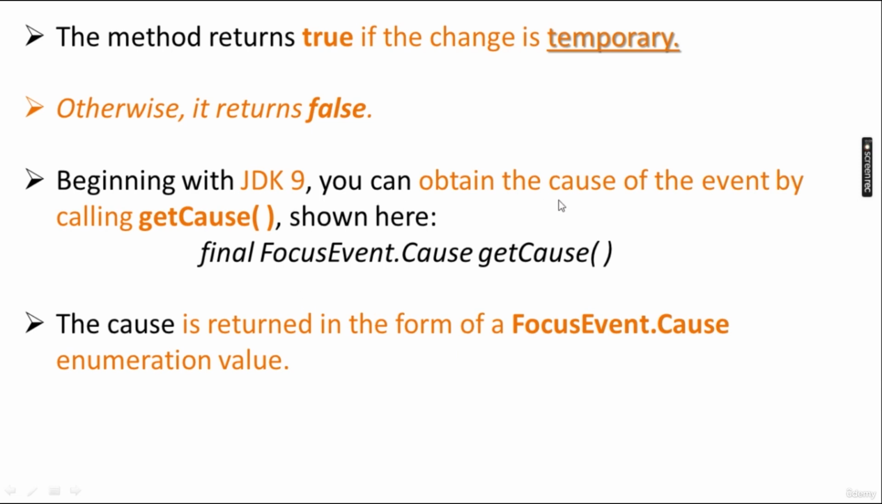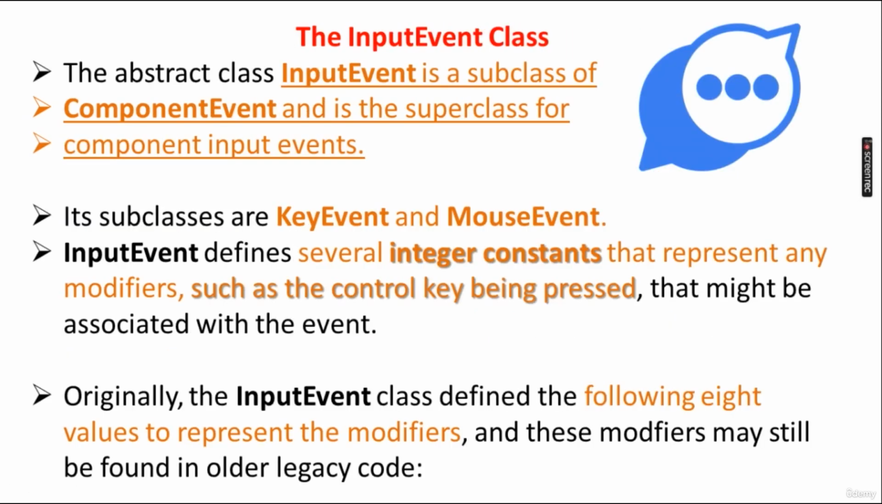Beginning with Java 9, you can obtain the cause of the event using final FocusEvent.Cause getCause. This will return you the cause of the event by calling this method. The cause is written in the form of a FocusEvent.Cause enumeration value. What is an enumeration value? It will help you iterate through the causes. There can be one cause or there can be many more causes.